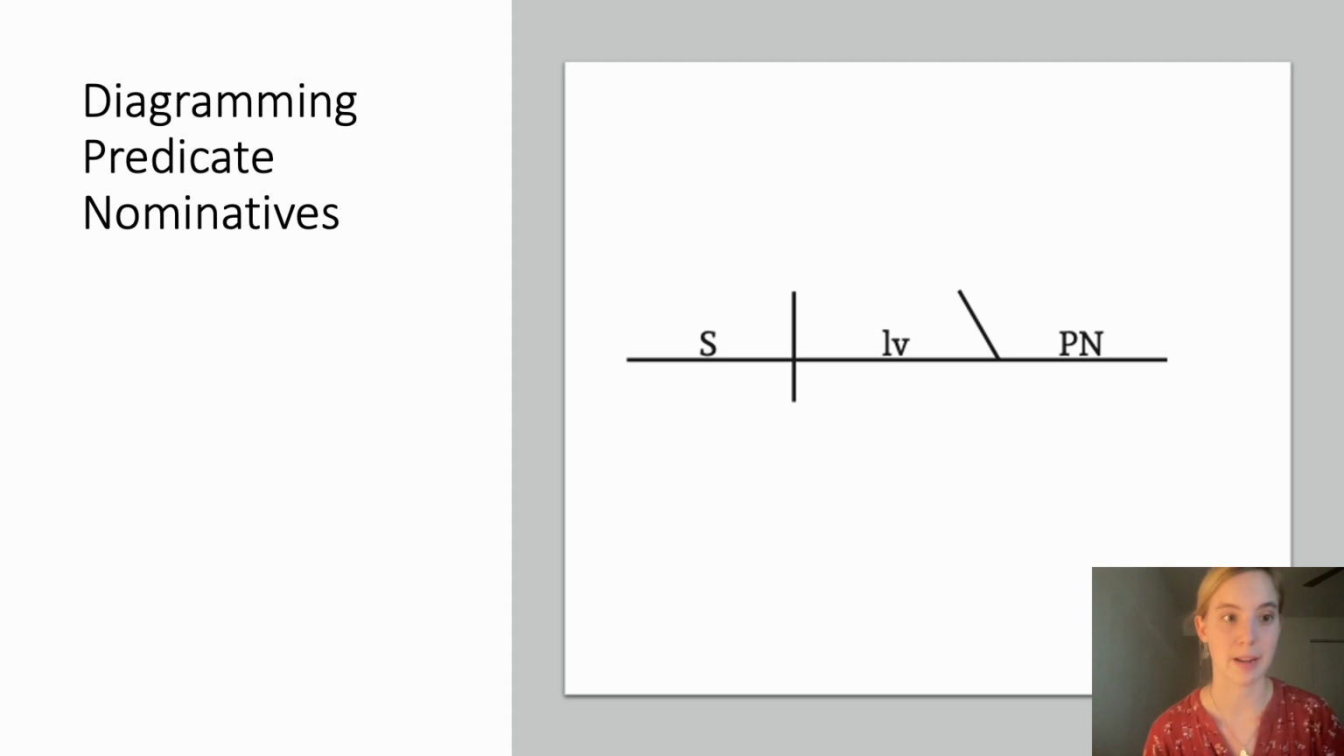Now, when I diagram predicate nominatives, instead of a straight up and down line like I had for the direct objects, I have a slanted line. And I tell students a way to remember this is that my slanted line is going to create an arrow that points us back all the way to the subject because it's renaming that subject. So if I was to do this again with the sentences on the previous slide, the cat would go here, the cat is a feline.